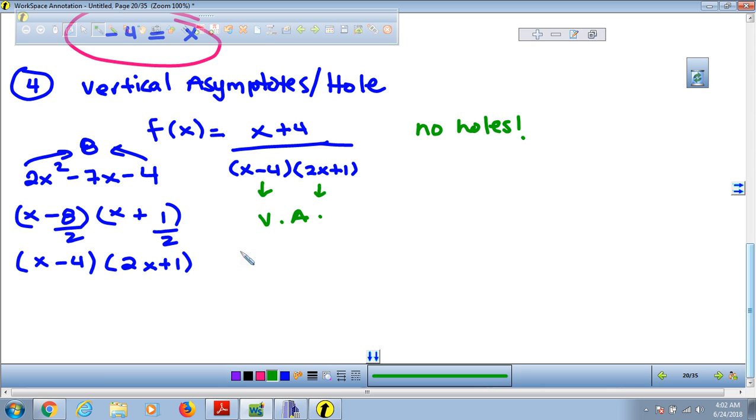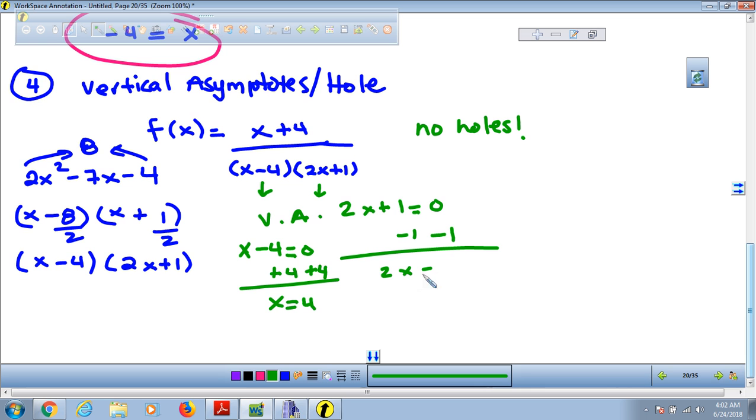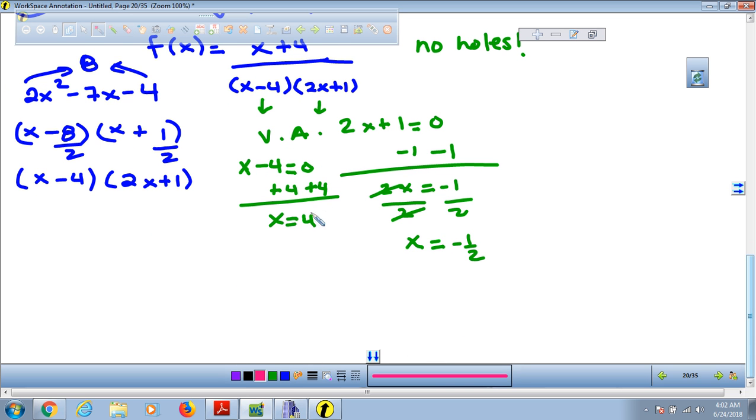The vertical asymptotes would be x minus 4 equals 0. Obviously solve for x. So this is one vertical asymptote, and this is 2x plus 1 equals 0. Obviously solve for x again. So this is the other vertical asymptote, x equals negative 1/2. Those two. Okay, but there's no holes.